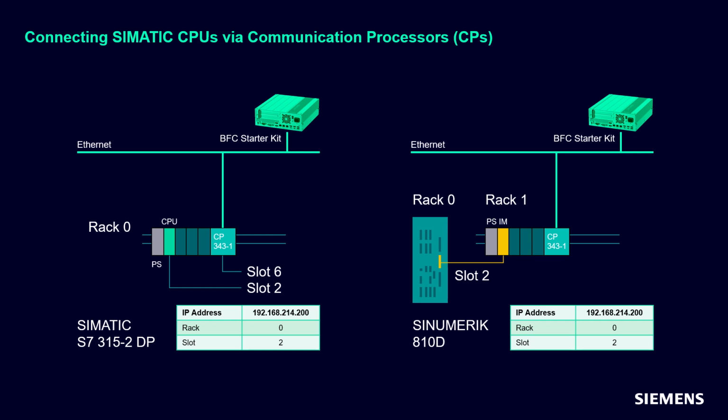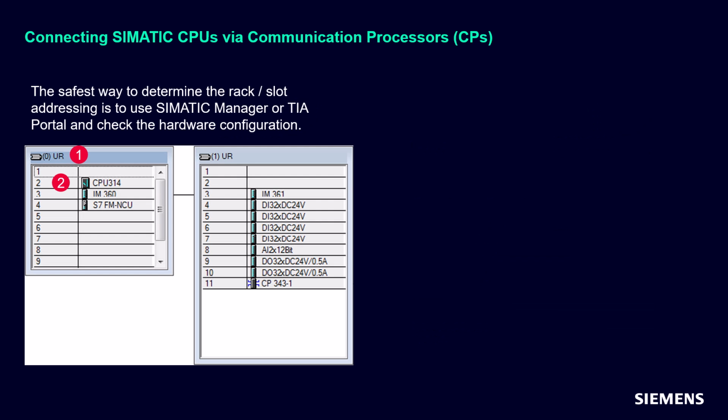You are safe if you check out your hardware configuration first and use the values for rack and slot given in hardware config. In special configurations, it might be worth checking the TSAP parameter as well and using it in the advanced settings of the BFC S7 client. TSAP stands for Transport Service Access Point, which uniquely identifies the connection between two partners. When opening your project in hardware config, please check and maybe modify the IP address to your needs.